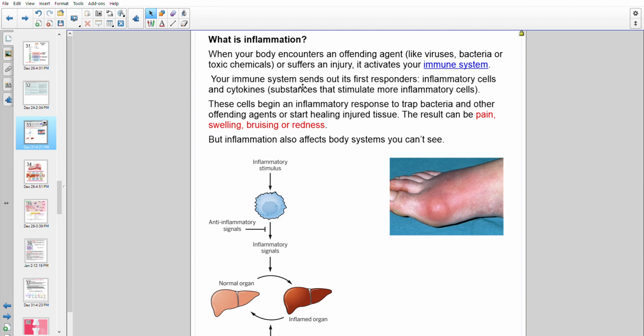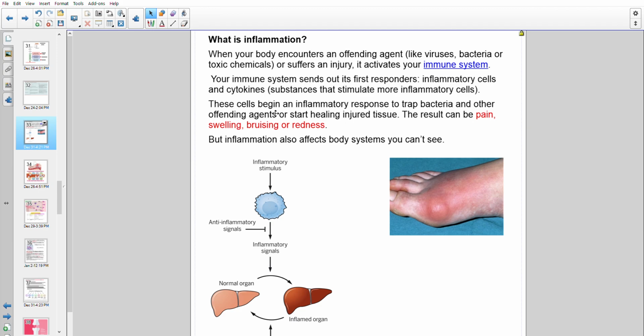Now, your immune system sends out first responders, and these are the immune inflammatory cells, which we'll look at. They're the white blood cells, they're called the neutrophils, macrophages and other kinds, but also it secretes chemicals called cytokines, which have the jobs of stimulating more inflammatory cells and doing other things to the blood vessels there.